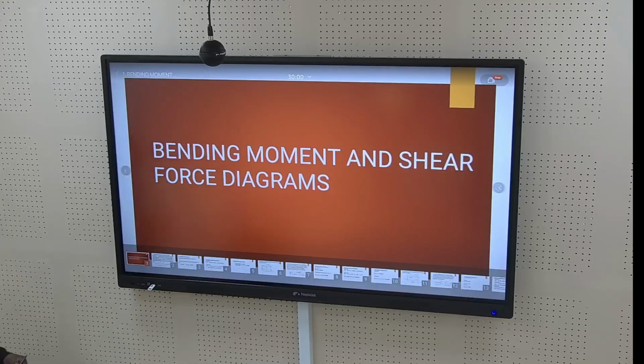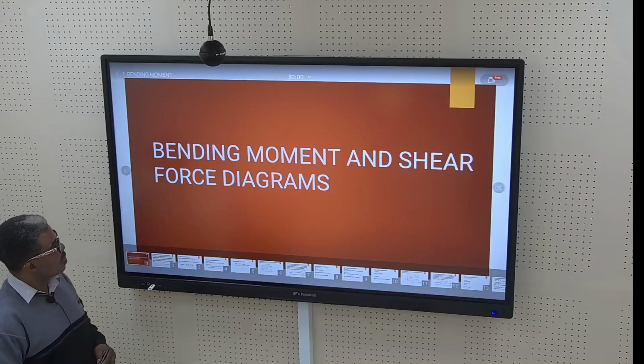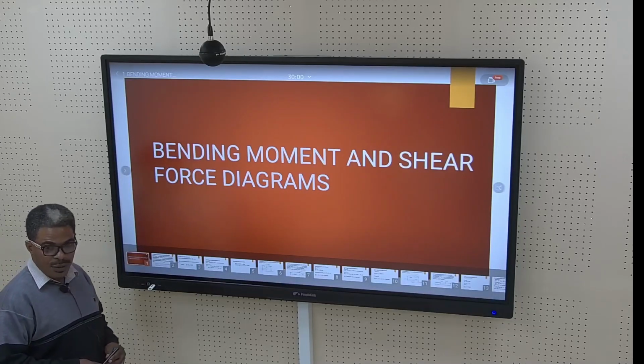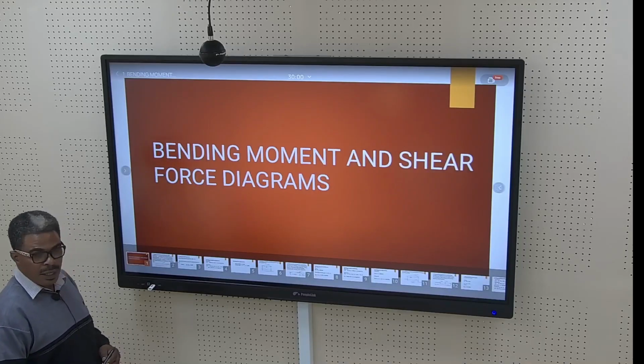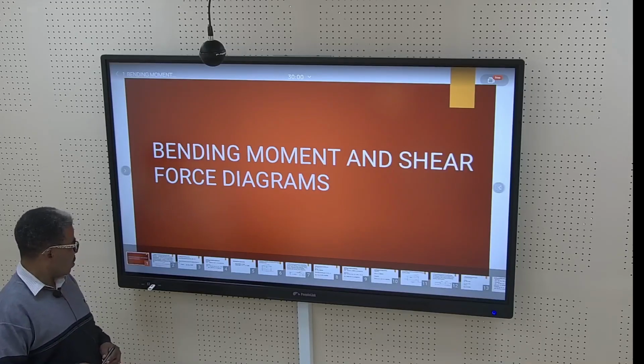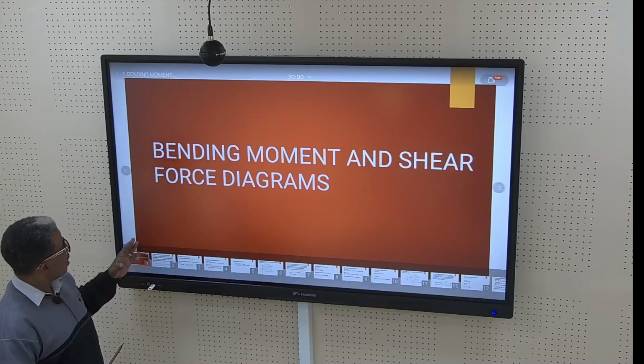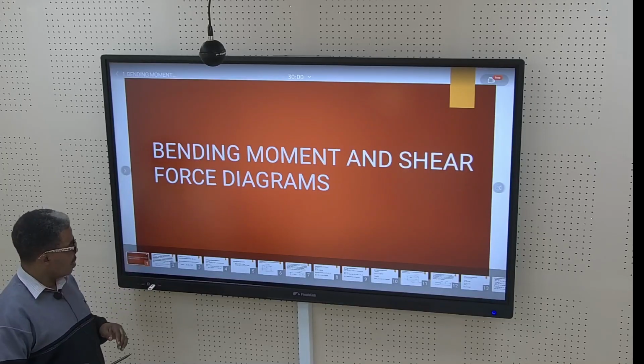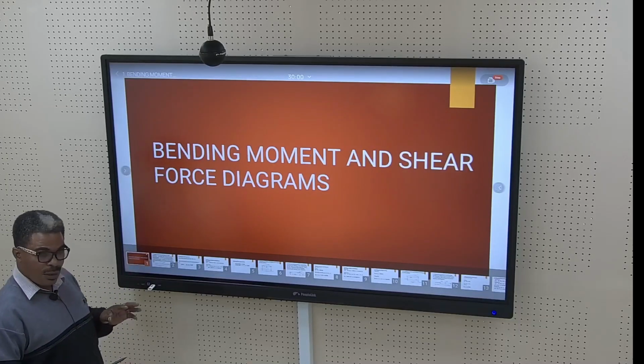Welcome to our discussion on bending moment and shear force diagrams. I would like to continue with our discussion on strength of material. Specifically now, we are on bending moments and shear forces. We wanted to see how the diagrams look.